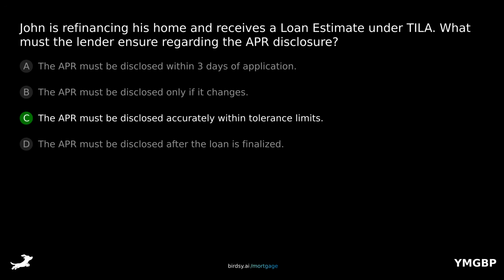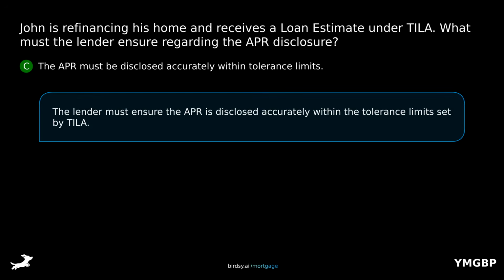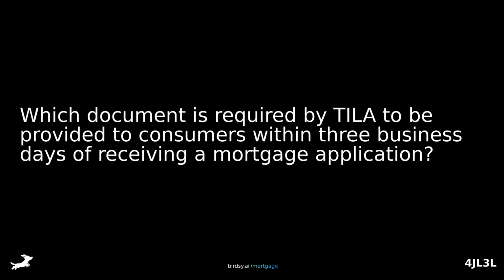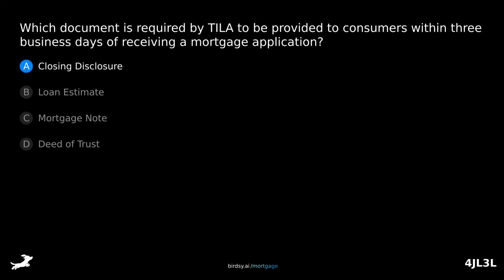The answer is C. The APR must be disclosed accurately within tolerance limits. The lender must ensure the APR is disclosed accurately within the tolerance limits set by TILA. Which document is required by TILA to be provided to consumers within 3 business days of receiving a mortgage application? Is it A, closing disclosure?